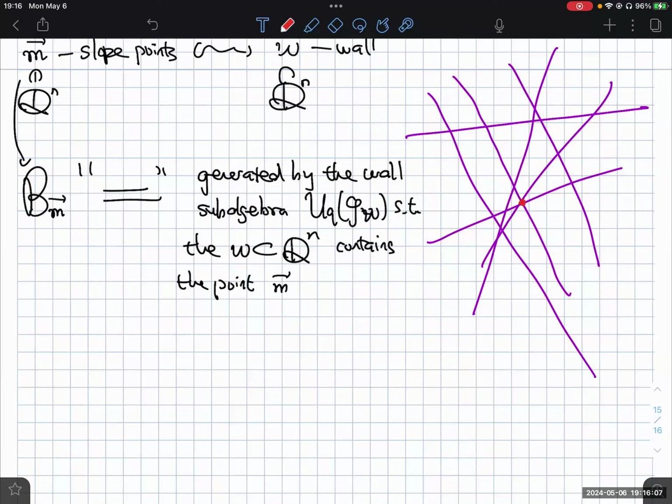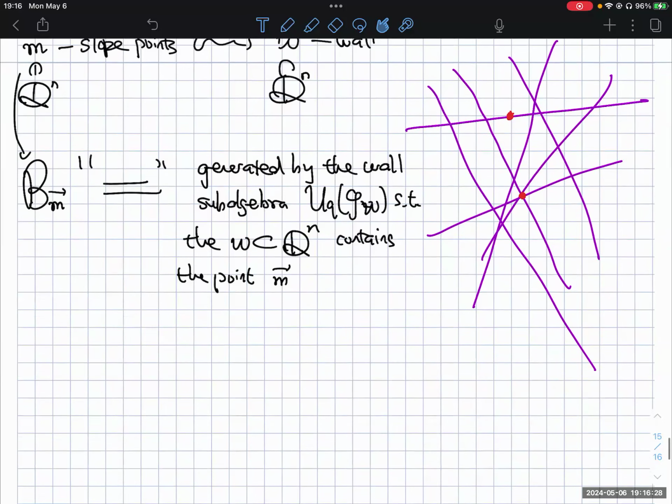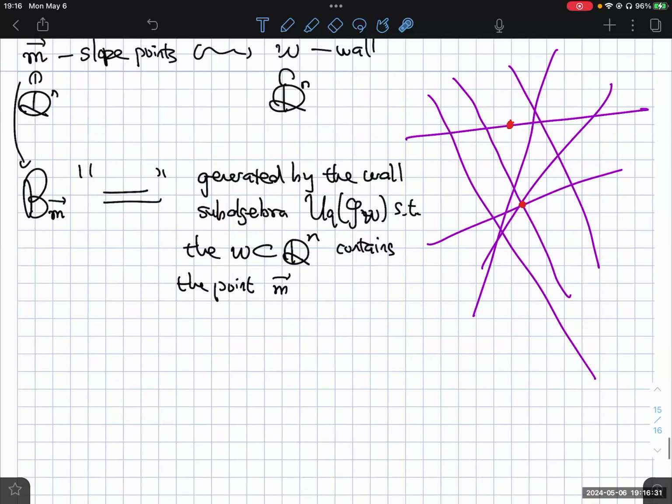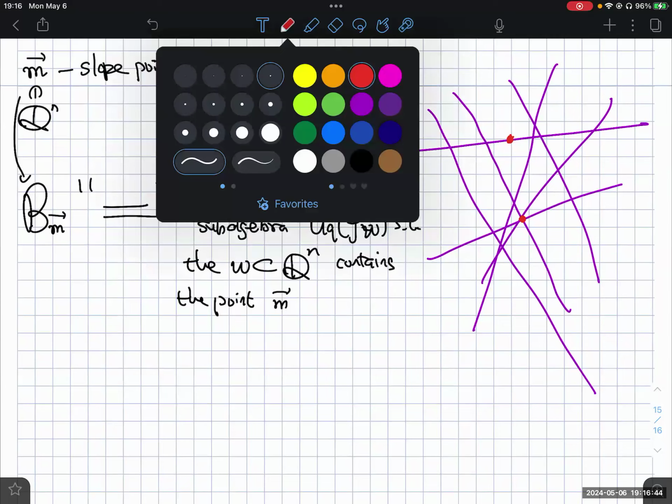If I take the slope points over here, you can see that this point is the intersection of three walls, this one and this one. And if I take the points over here, on this point it is just the intersection of just one wall. So the basic philosophy is that this slope subalgebra really looks like an algebra generated by the wall subalgebra, and the wall subalgebra in this case is like the following ones.